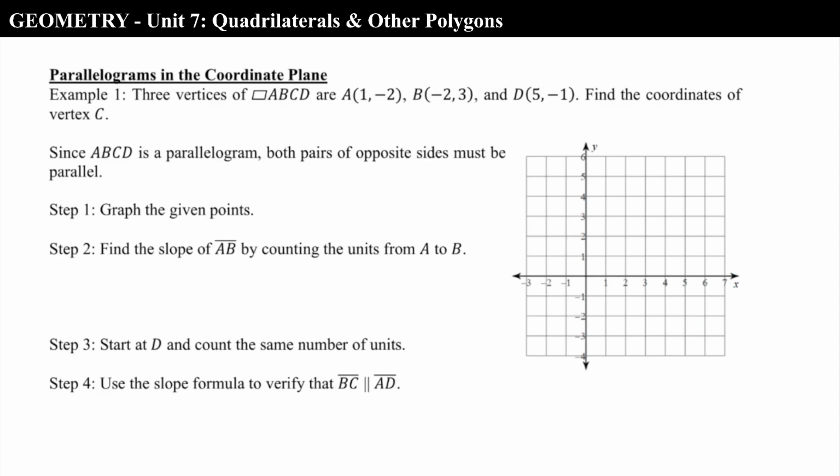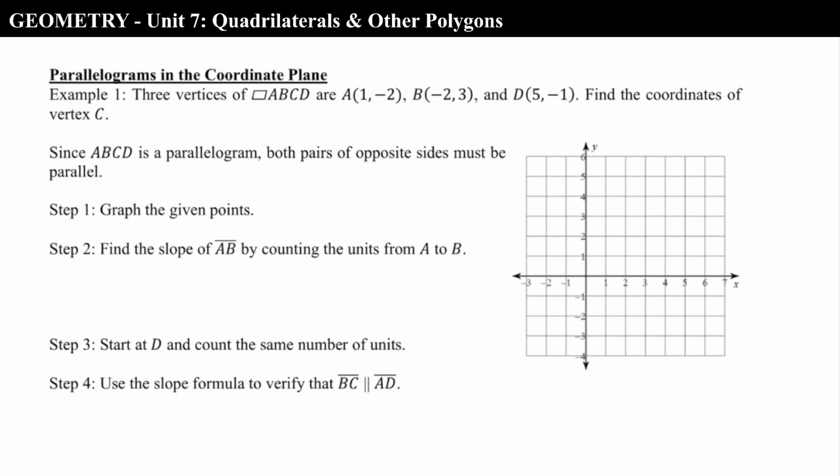So now let's move on to talking about parallelograms in the coordinate plane. Let's take a look at this example. Three vertices of parallelogram ABCD are A at this coordinate, B at this coordinate, and D at this coordinate. We want to find the coordinates of the fourth vertex, C. Since ABCD is a parallelogram, both pairs of opposite sides must be parallel. So we are going to ensure that we have this.